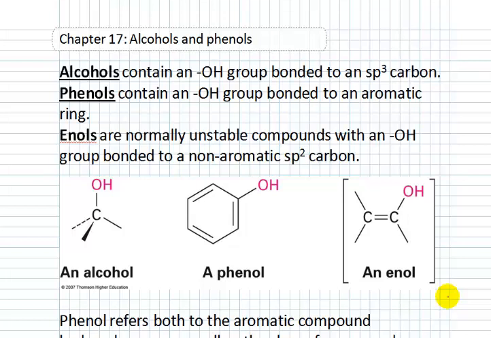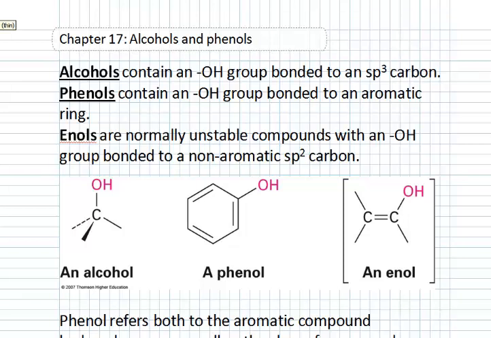This is our Chapter 17 lecture on alcohols and phenols. We've already seen quite a bit of alcohols, and we've seen some phenols in the aromatic chapters, but in this chapter we're just going to make sure we're all set on their properties, on the reactions used to make them, as well as the reactions that they undergo.